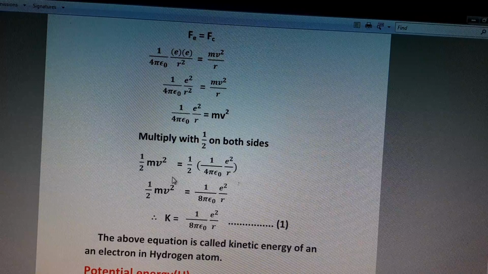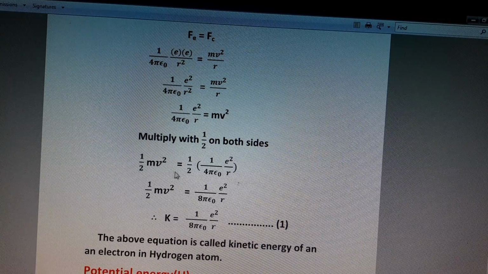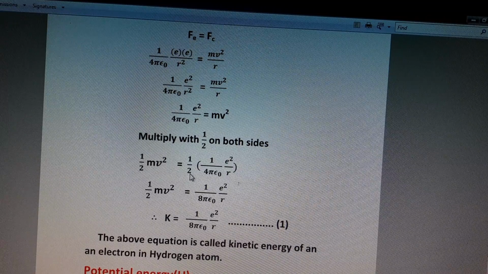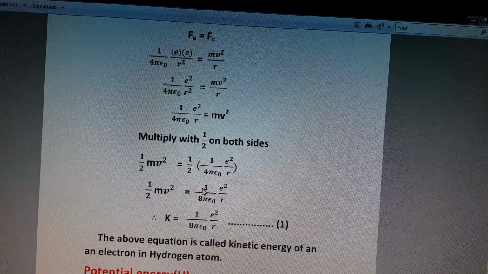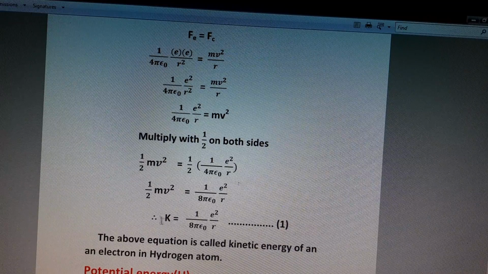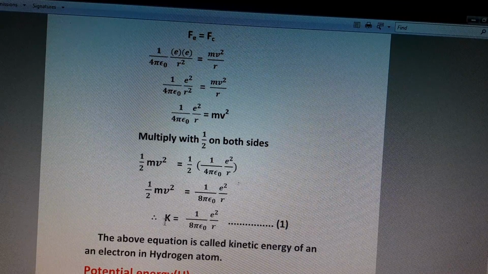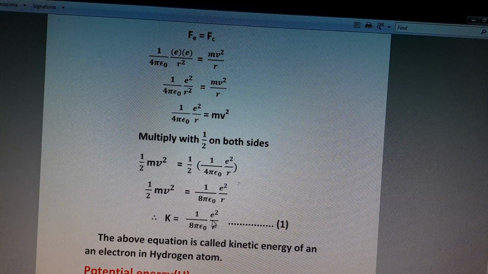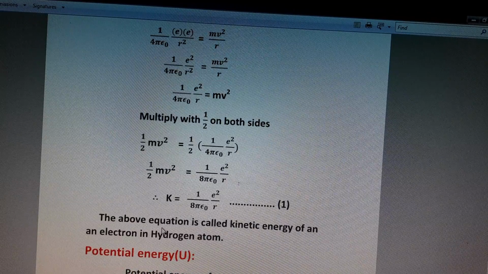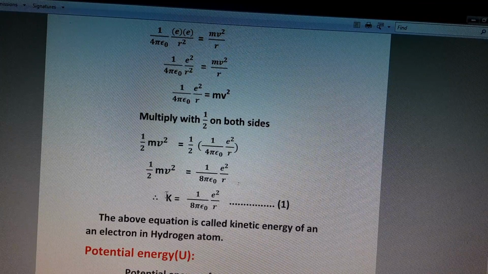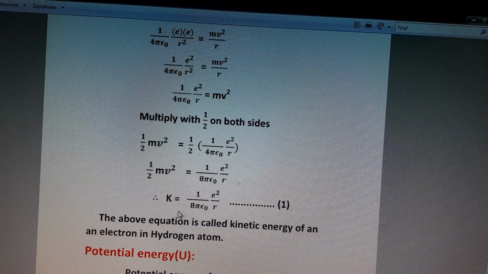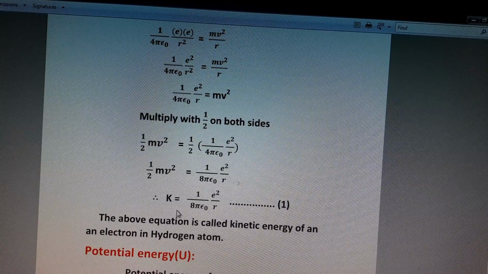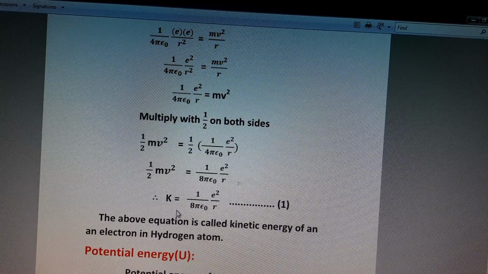Multiplying by 1 by 2 on both sides, 1 by 2 mv square is equal to 1 by 2 into 1 by 4 pi epsilon naught e square by R. 2 into 4 is equal to 8, so 1 by 2 mv square is equal to 1 by 8 pi epsilon naught e square by R. Since half mv square is the kinetic energy, the kinetic energy K is equal to 1 by 8 pi epsilon naught e square by R. This is equation number 1. This equation gives the kinetic energy of an electron when it revolves around the hydrogen atom.